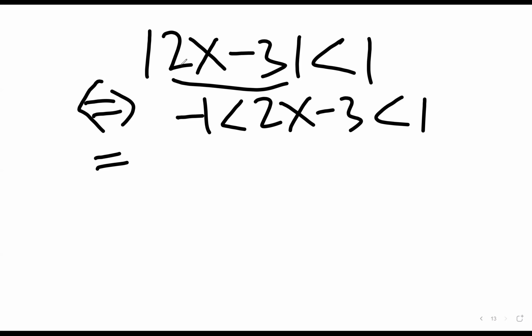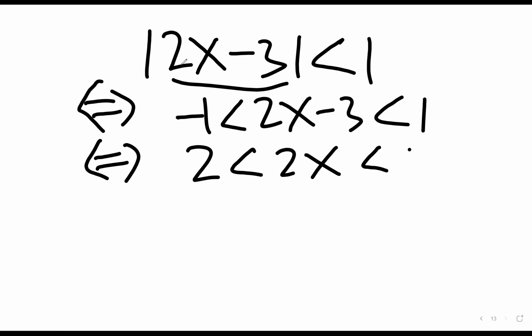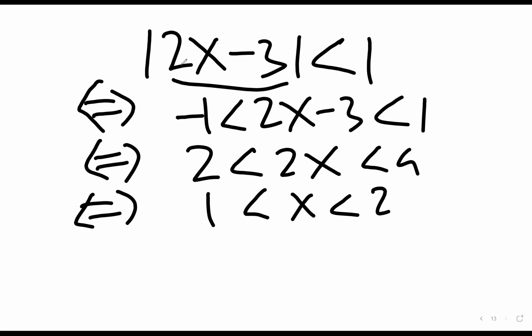Okay, and in that case, 2x is in between 2 and 4. In that case, x is in between 1 and 2. So the common mistake is that usually the answer stops from this point.